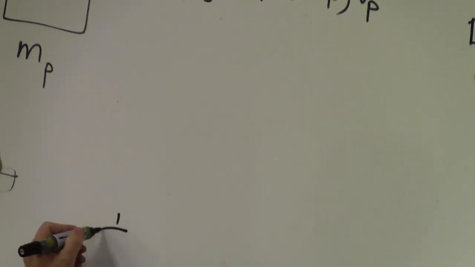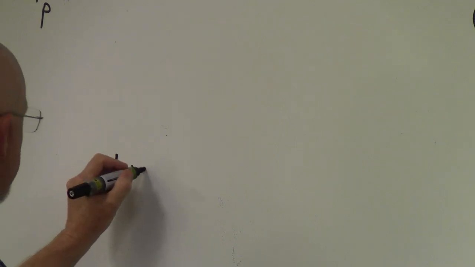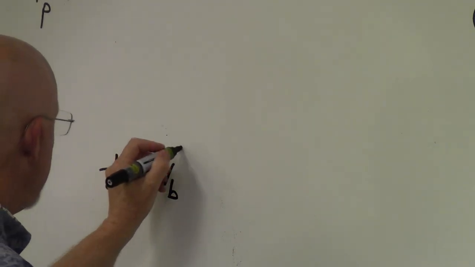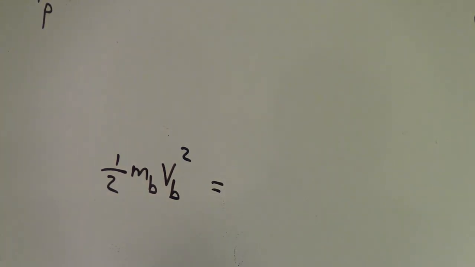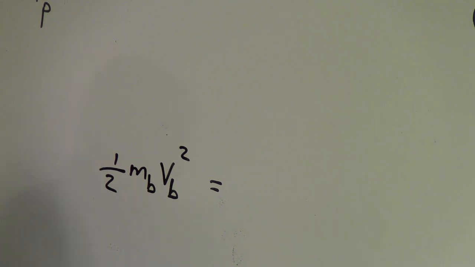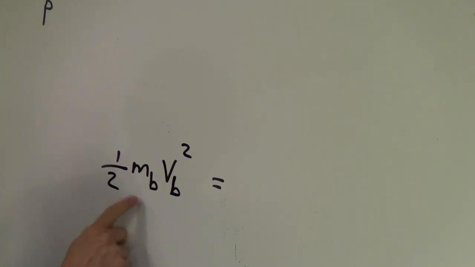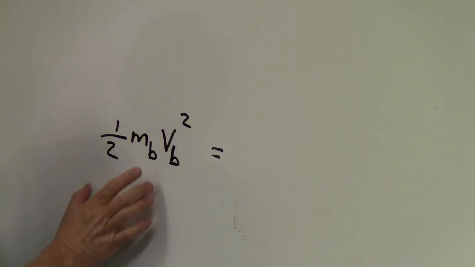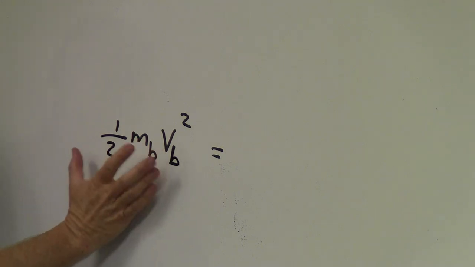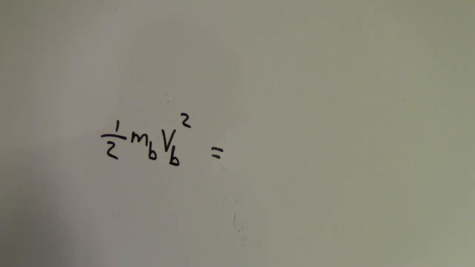I would say before the collision, what I have is kinetic energy of the ball only. And so, remembering from class that kinetic energy is 1/2 mv squared, this is how I would calculate the kinetic energy before. And since this one's not moving, it would have zero. So this is the total kinetic energy before the collision. It's also the total energy.